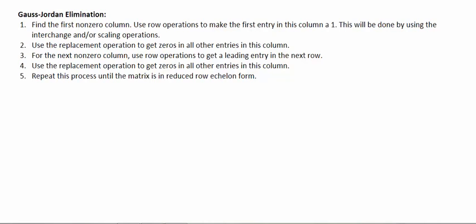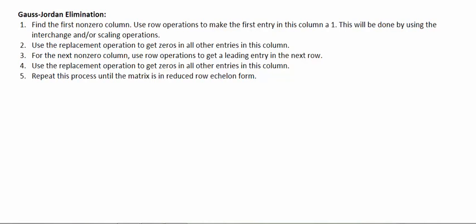The first thing we do is we find the first non-zero column. We're going to use the row operations to make the first entry in this column a 1. We'll do that by either interchanging the rows and/or scaling them. The second thing we'll do is use the replacement operation to get zeros in all the other entries of that column.